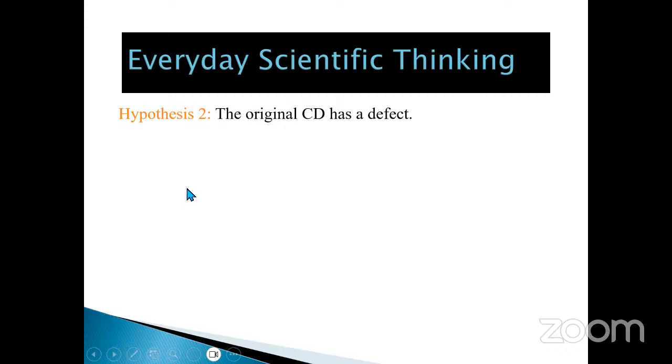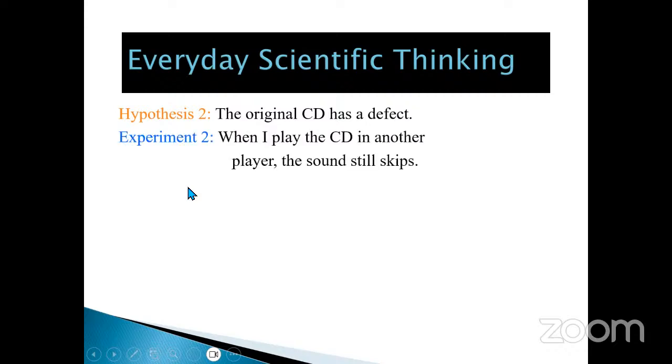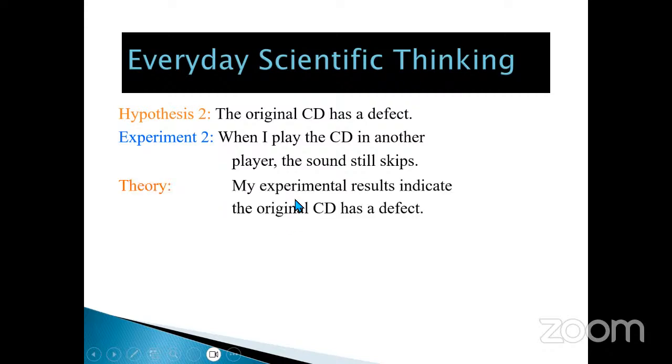If you have another CD player, you can put that CD in another CD player, and the sound still skips. So what does that tell you? That the CD itself is wrong. Exactly. So that's a simple example, admittedly, but it shows you basically the logical steps that are involved when it comes to the scientific method, right? And this is employed, as I said before, in pretty much all scientific fields.